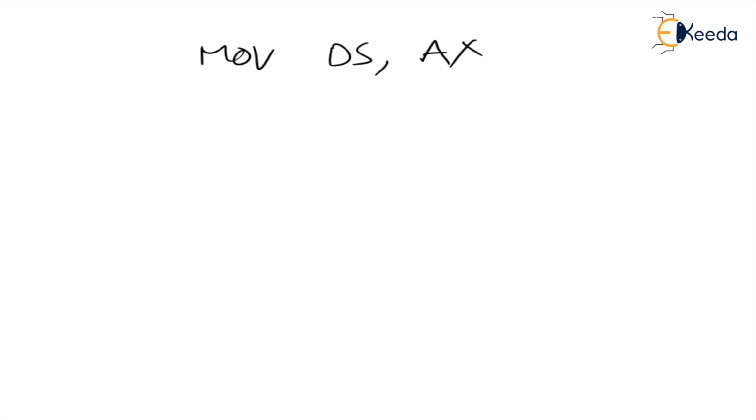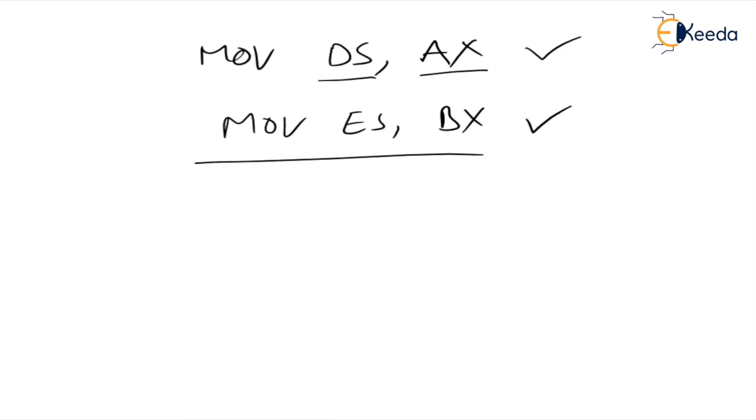Next, move ds comma ax. Is it valid or not? It is valid, because the source is ax and the destination is ds, so no problem. But what is the condition? Both source and destination should not be segment registers. So move es comma bx, is it valid or not? It is also a valid instruction.